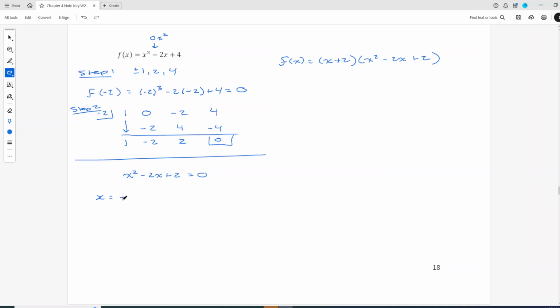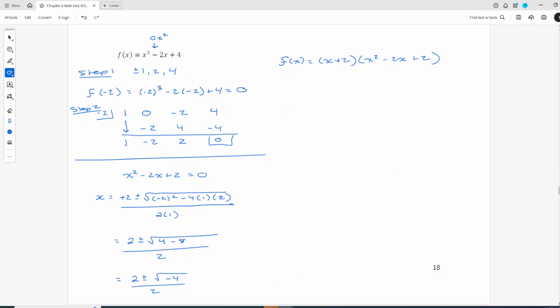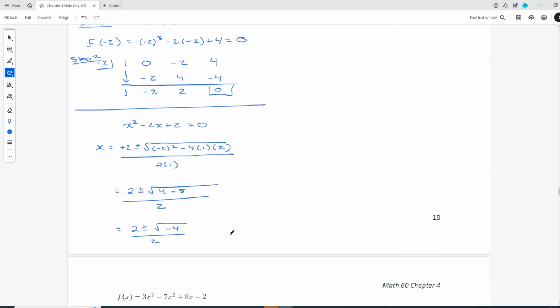So we're going to go negative b plus or minus the square root of b squared minus 4 times a times c all over 2 times a, which is going to give me 2 plus or minus the square root of 4 minus 8 all over 2, which is going to give me 2 plus or minus the square root of negative 4 all over 2. And now I need to simplify this. Oh, I ran out of room. Okay, that's going to give me 2 plus or minus.